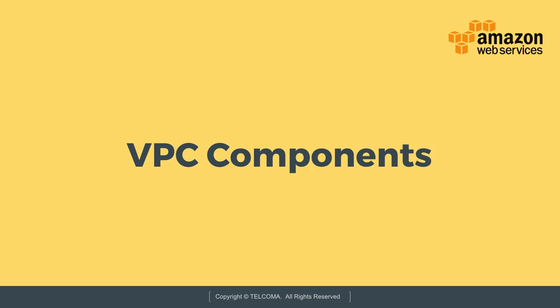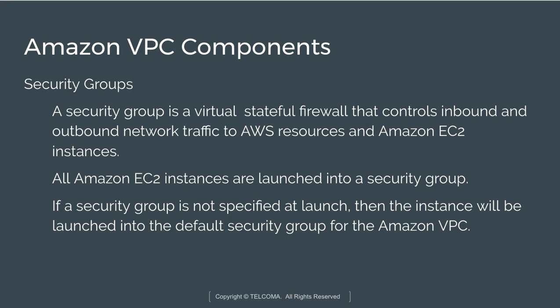Today in this class we will discuss the next component of virtual private cloud, which is security group. So what is a security group? We can say that security group is a virtual firewall that controls all inbound and outbound network traffic to AWS resources and EC2 instances. That means whenever we require to launch an instance, we must specify that instance with the security group. If a security group is not specified at the launch, then the instance will be launched in a default security group for the virtual private cloud.